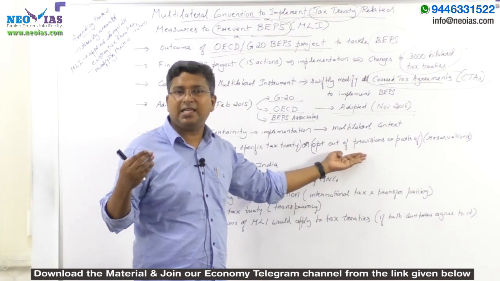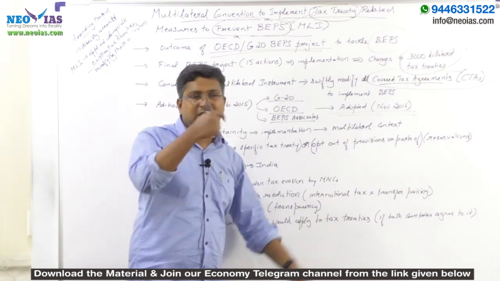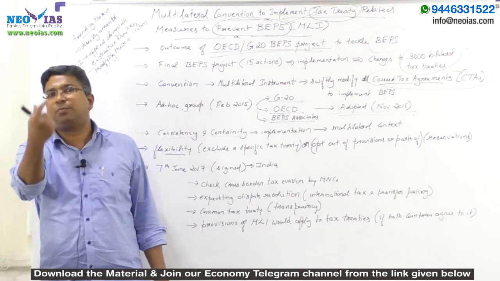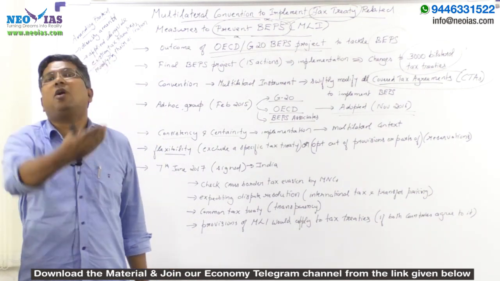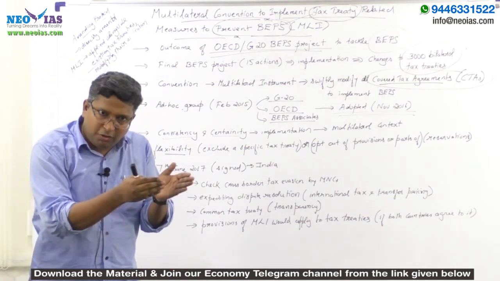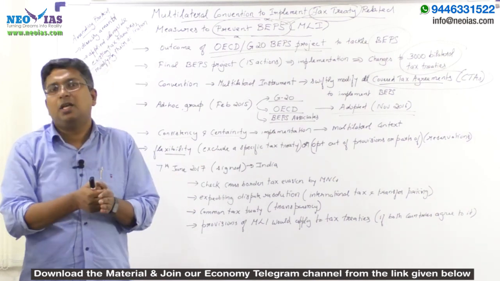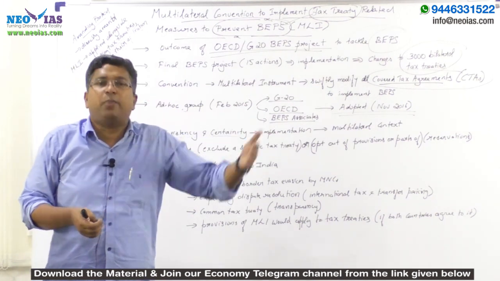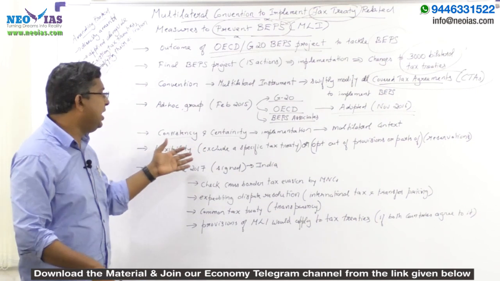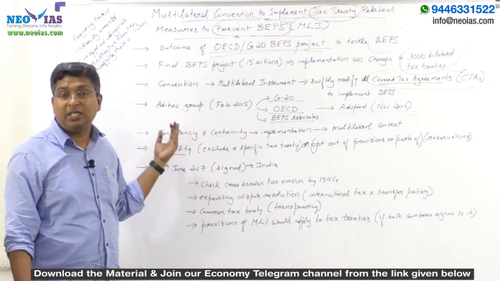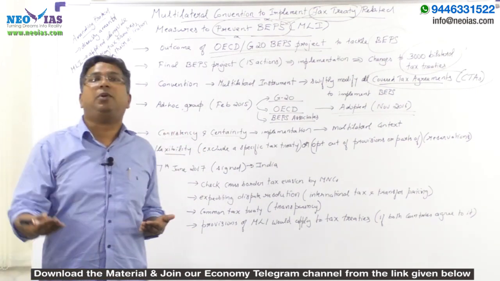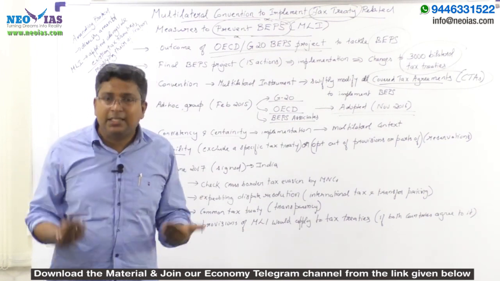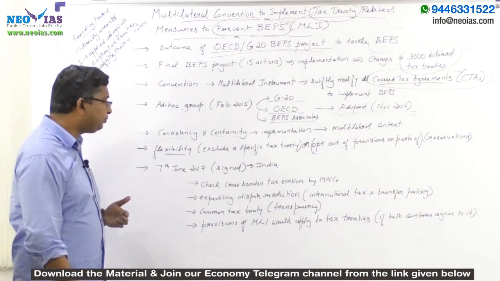Through reservation, it can say that certain provisions of this convention, or parts of the provisions of the convention, we are opting out of. So you can either opt out of certain parts or provisions by asking for a reservation, as well as exclude certain specific tax treaties. So this convention is flexible. It is consistent, it is certain, as well as it is flexible.